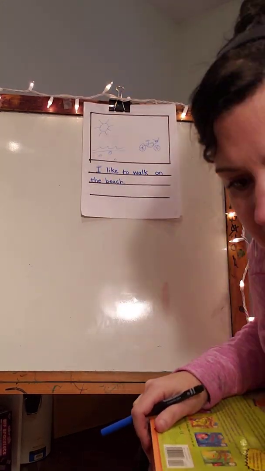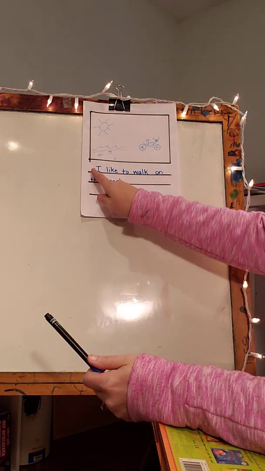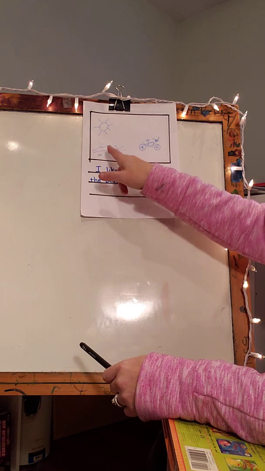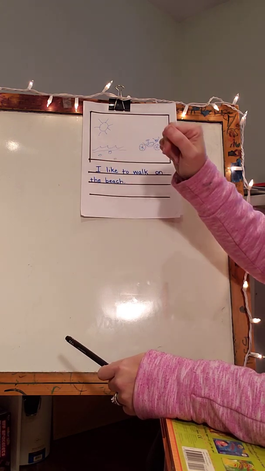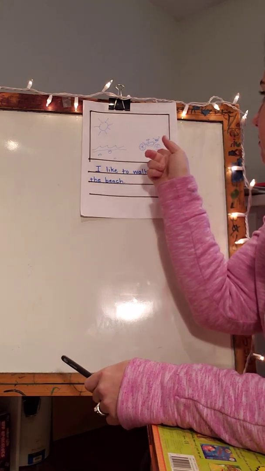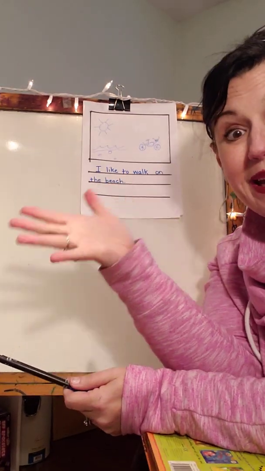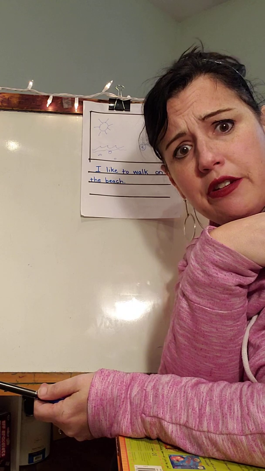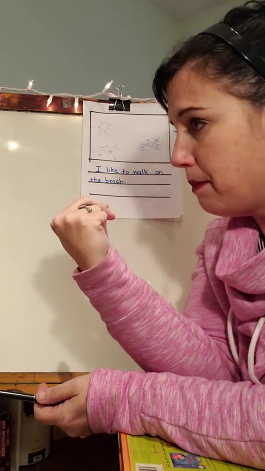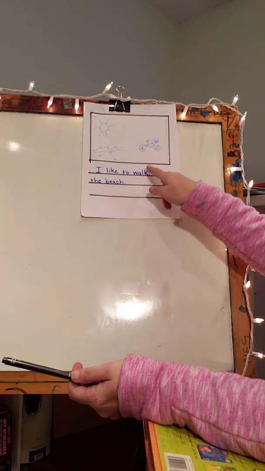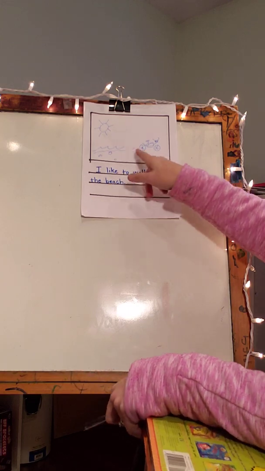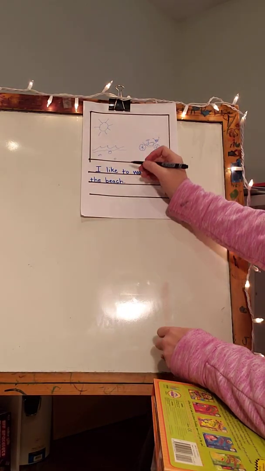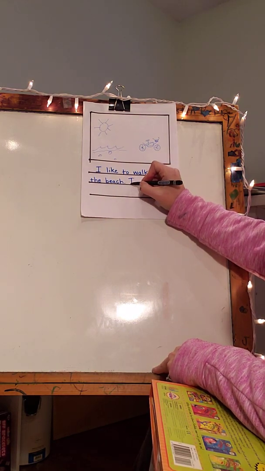So this was things I like to do in the spring. I like to walk on the beach. Yep, that matches. I forgot I also drew a bike because I also like to go bike riding in the spring. I probably can write some more words to match my pictures. I like to walk on the beach. I like to bike ride too. That would work.